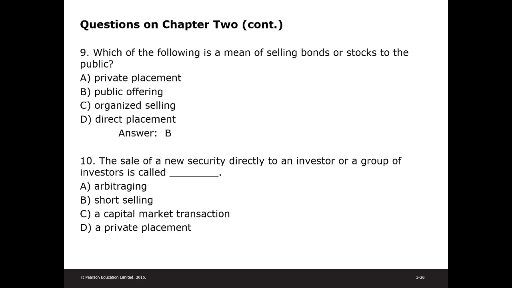Next question. The sale of a new security directly to an investor or a group of investors is called arbitraging, short selling, a capital market transaction, a private placement. Okay, whenever a company sells a security directly to a specific investor or a group of investors, this operation is called a private placement, which is the opposite of the public offering. So the answer here will be D.